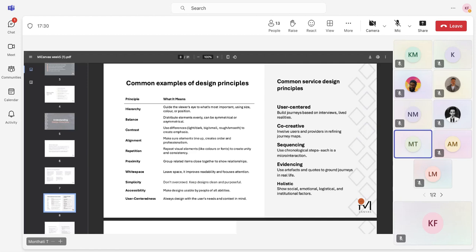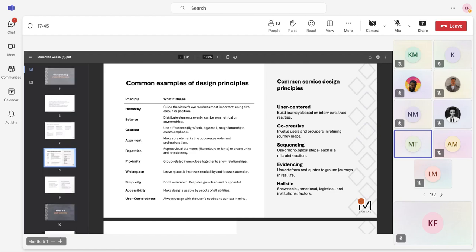And then something around how holistic your design is can also be a good principle. So thinking about how do you show emotion, how do you show social, logistical, and institutional consideration in your process can also be really, really good. And so, yeah, these are some examples. They aren't always like this.